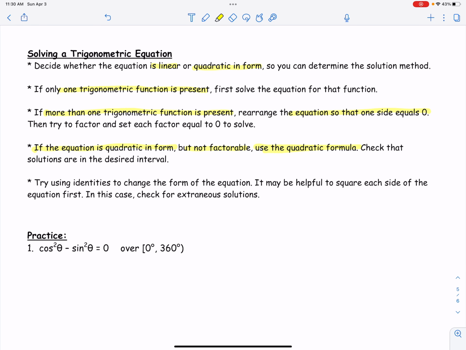And then the last thing is you can always use identities to change the form of the equation. It could be helpful to square both sides of the equation. And if you do that, make sure you check for extraneous solutions. I said square root, I meant square.